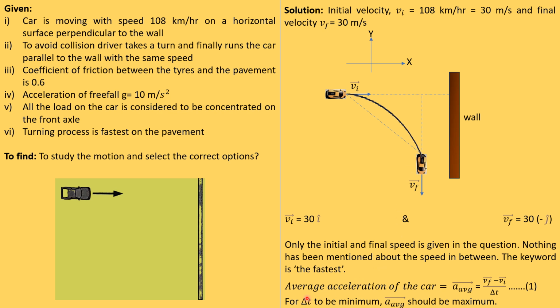So we can write an expression for average acceleration of the car. That is final velocity minus initial velocity divided by the time lapse, that is delta t. For the time interval delta t to be minimum to reach from here to here, from this equation we get that the average acceleration should be maximum.